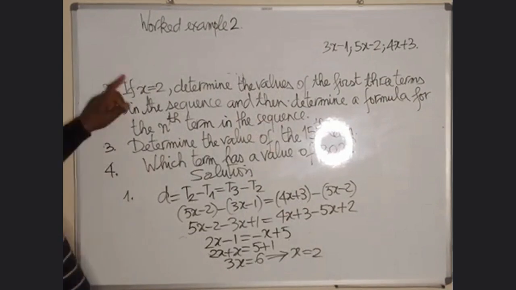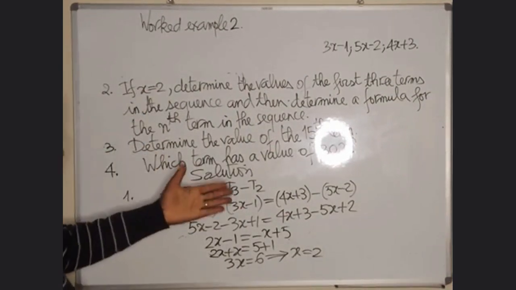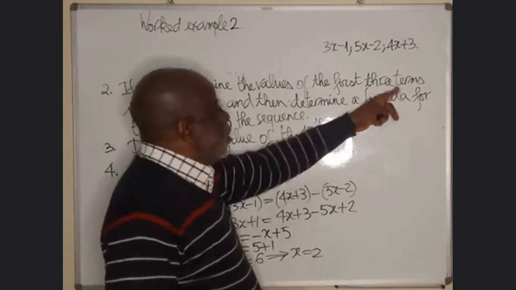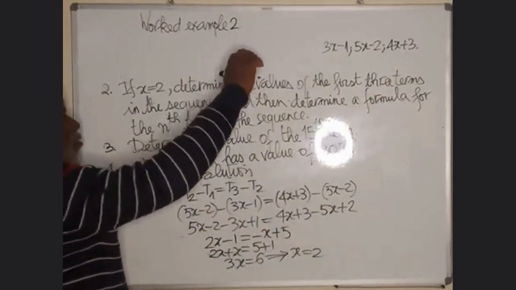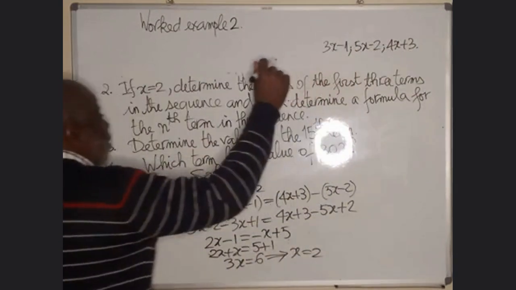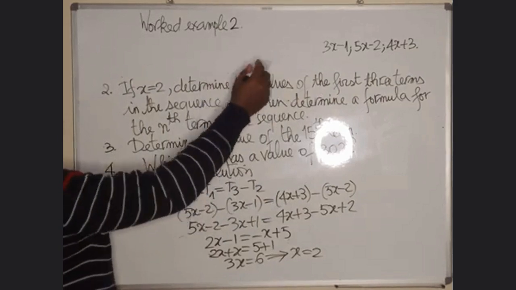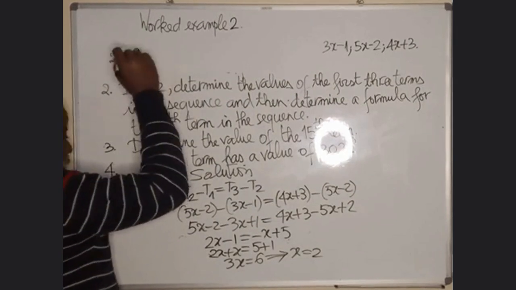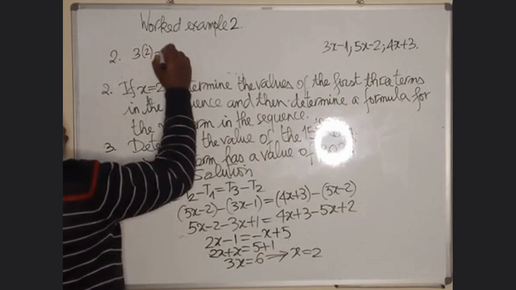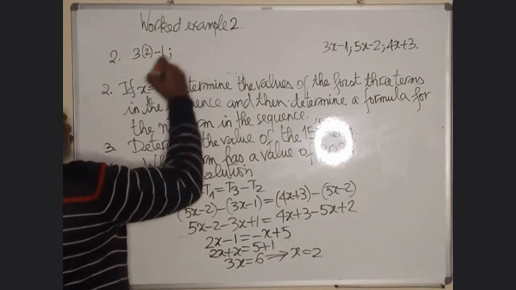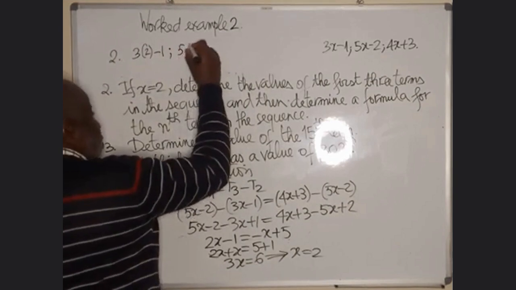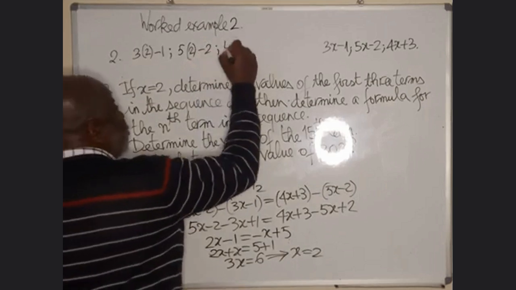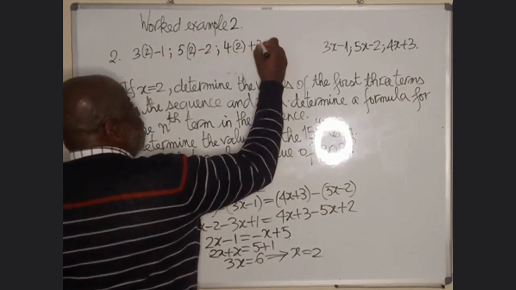Question number 2, if x is equal to 2, practically we got the value of x is equal to 2, determine the value of the first 3 terms. So we're going to replace x in these first 3 terms so that we'll be getting the values of the first 3 terms. 3 times 2 minus 1, and the next one will be 5 times 2 minus 2. The third one will be 4 times 2 plus 3.